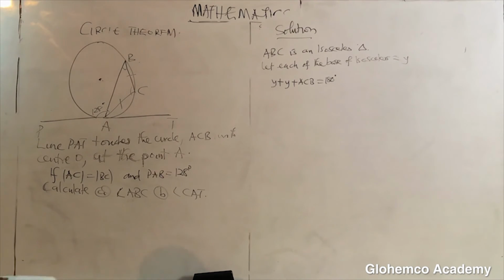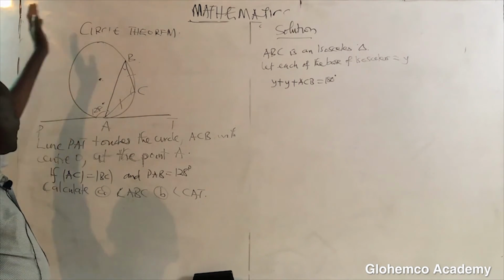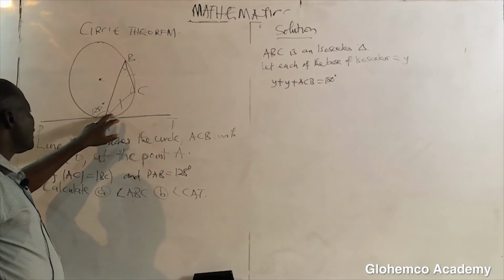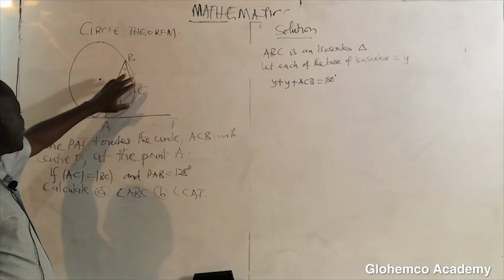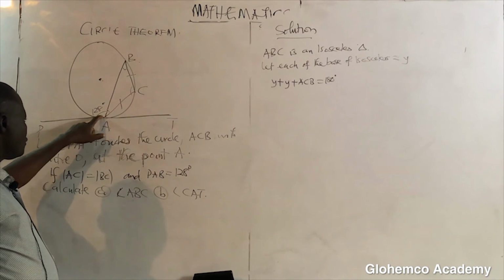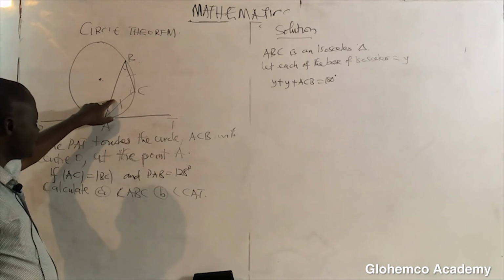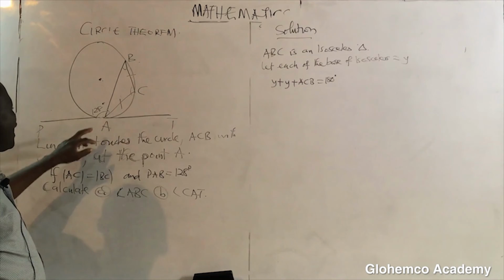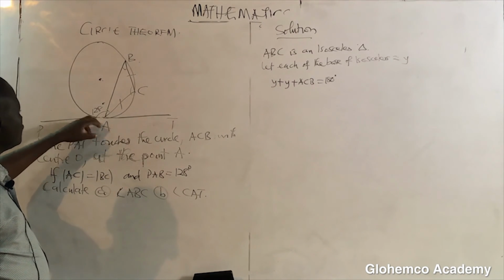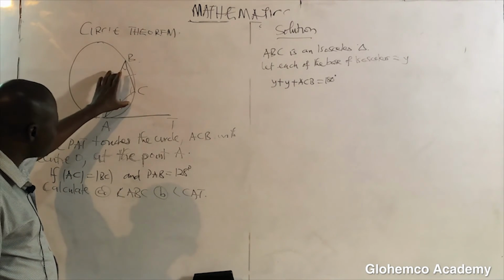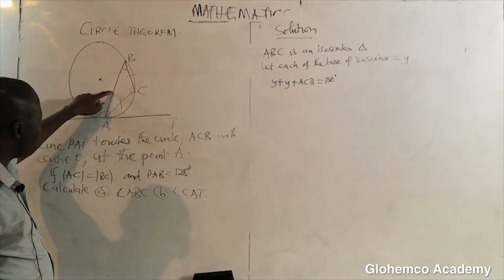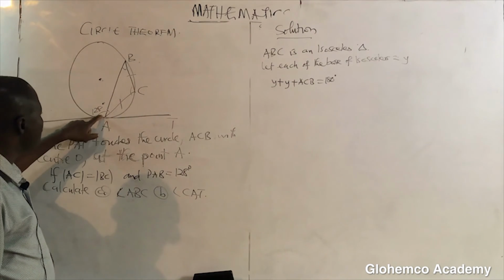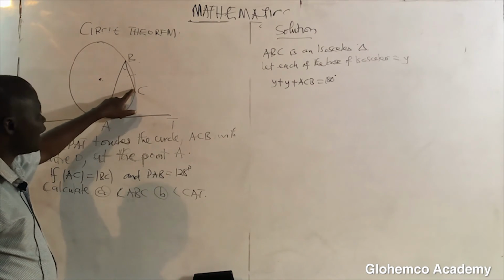Our ACB will be equal to the external angle of the given triangle in this question. This external angle here is 128. You see that this 128 is not inside the triangle, it is outside the triangle. And by the circle theorem, the triangle here is not in a semicircle because this line AB is not passing through the center.